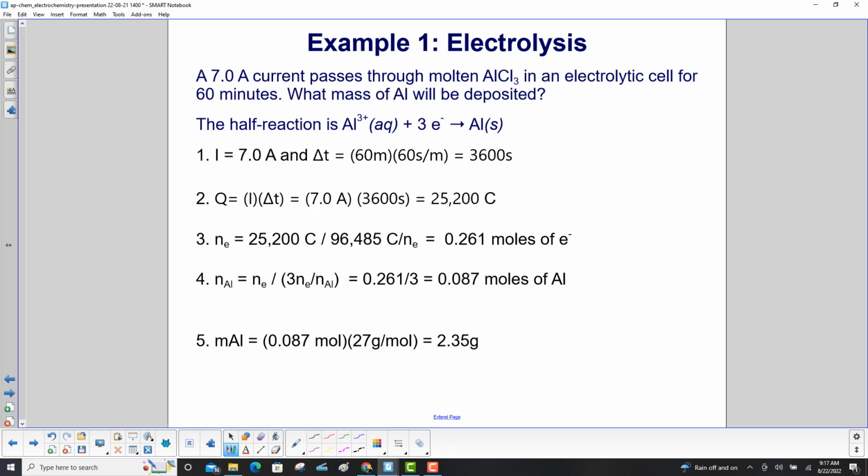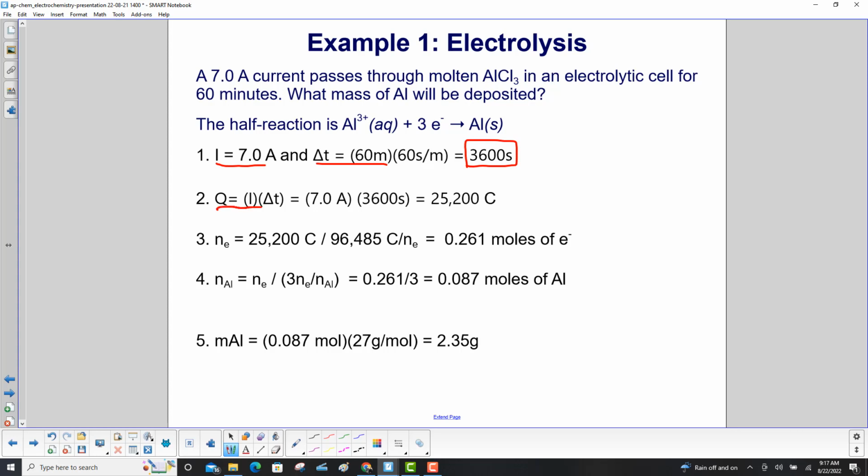We're going to follow the step-by-step procedure from 2 slides ago. We start with the current, and we have delta T, which is 60 minutes. We need to convert that to seconds. There's 60 seconds in a minute, so we have 3,600 seconds.